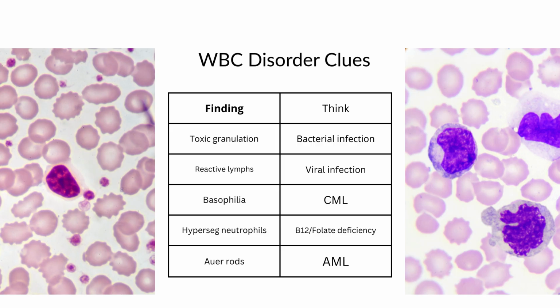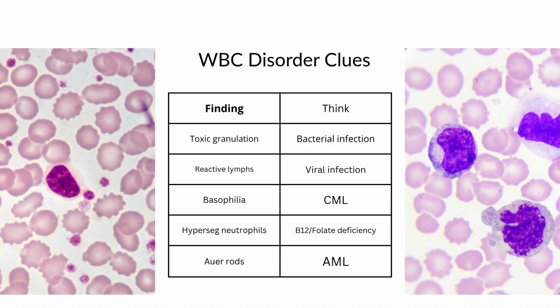Auer rods, AML, only in the myeloblast. I'm drilling it in your head. Auer rods are, and I'm saying it wrong, I know, red needle-like inclusions found inside myeloblasts, only in myeloblasts. It's part of the myeloid lineage. Think acute myeloid leukemia immediately. This is one of the highest yield hematology associations on the MLS exam. Okay. Important reminder, Auer rods are not found in the lymphoid.